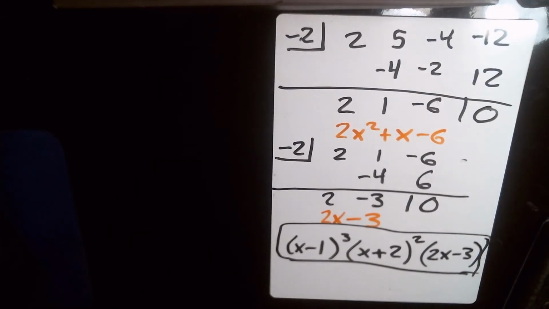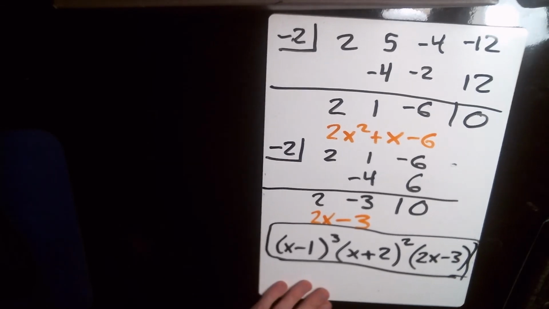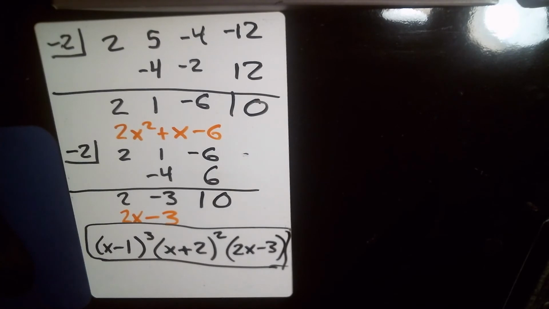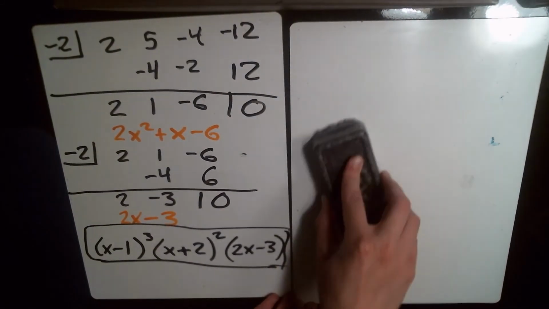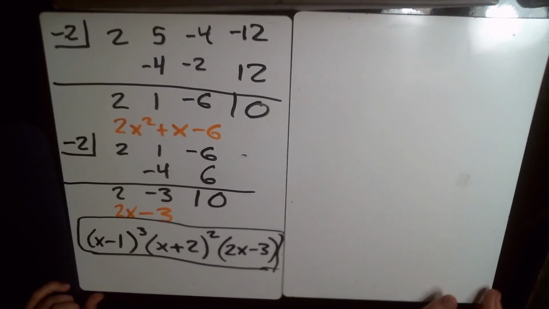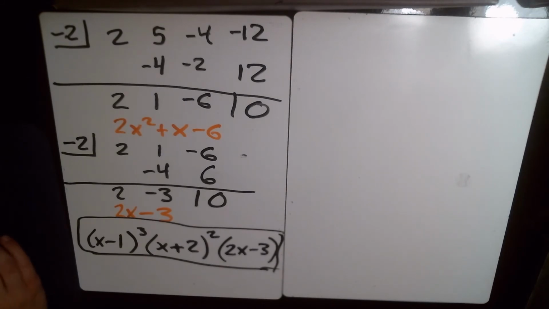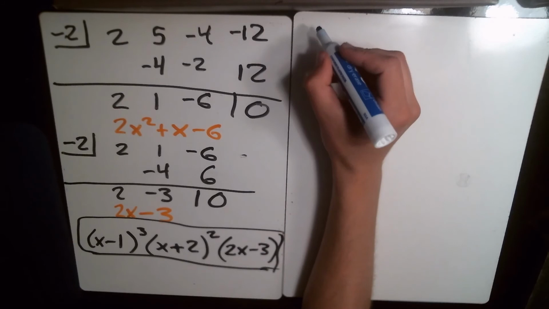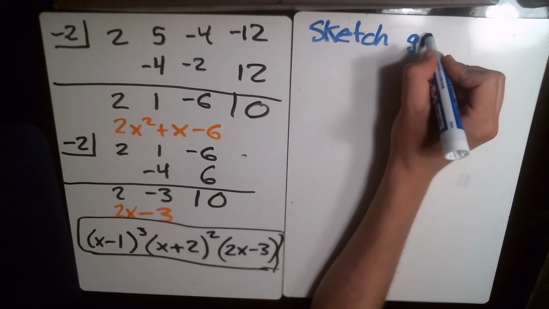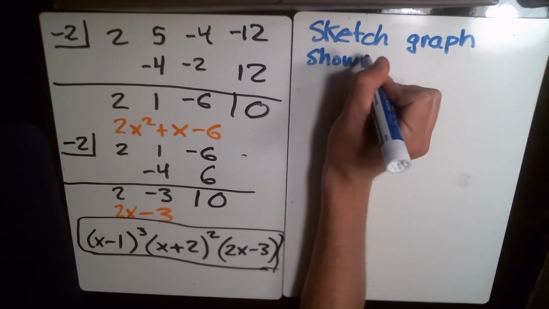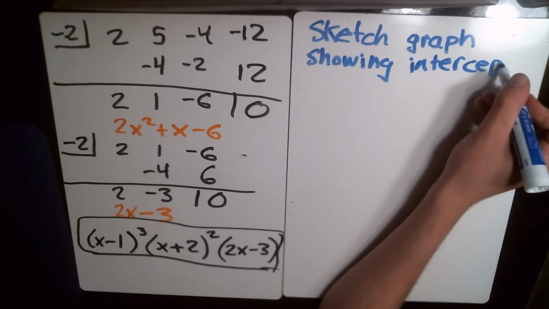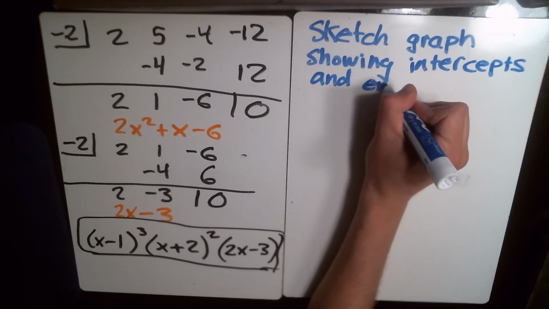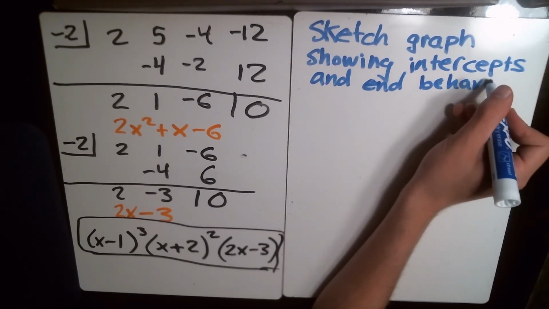Now, last thing I want to do here before we're done is we'll do one more kind of problem. C from this is, let's sketch a graph of what this is going to look like. So let's sketch a graph showing intercepts and end behavior.